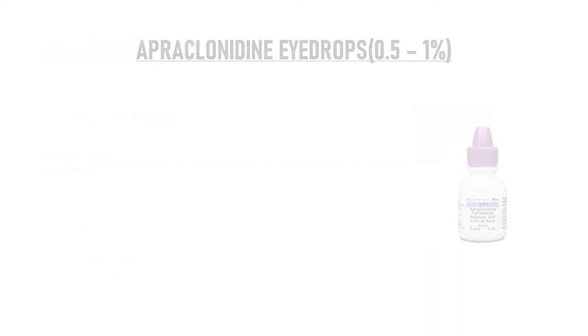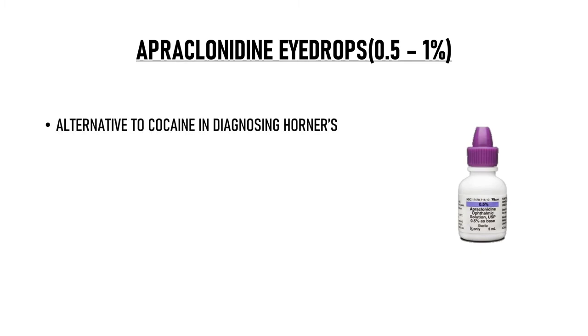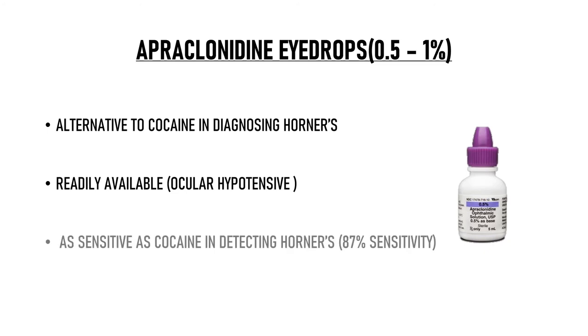Apraclonidine eye drops are now being used at many places as an alternative to cocaine eye drops because apraclonidine is readily available, as it is also used as an ocular hypotensive drug. Apraclonidine is as sensitive as cocaine in detecting Horner's, with a sensitivity as high as 87%.